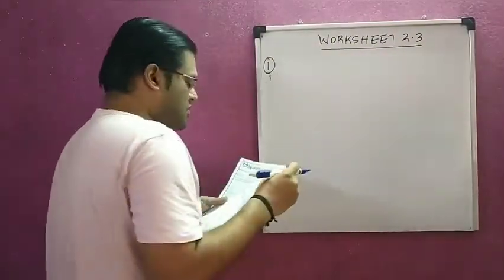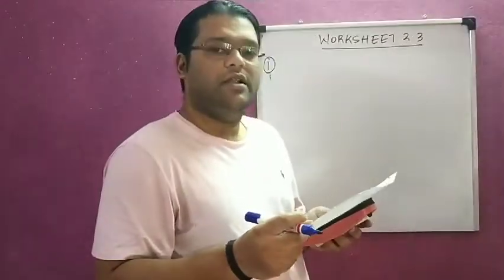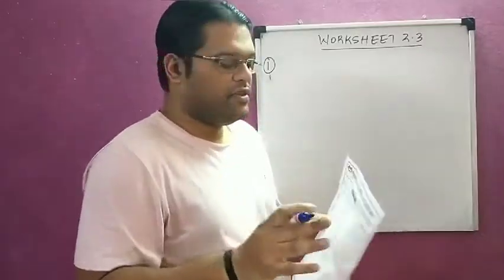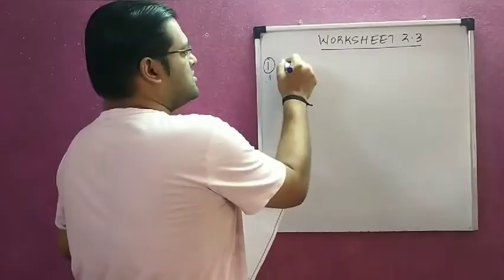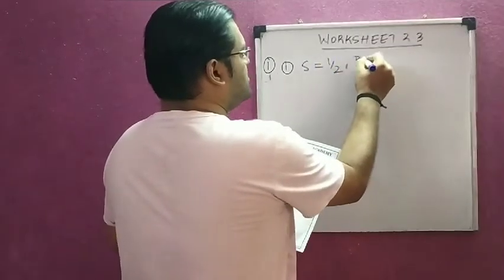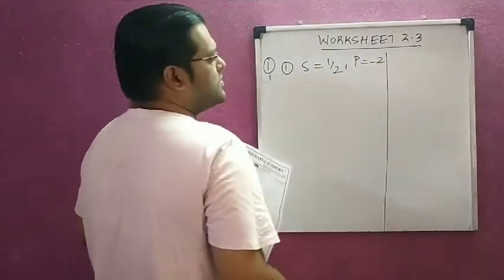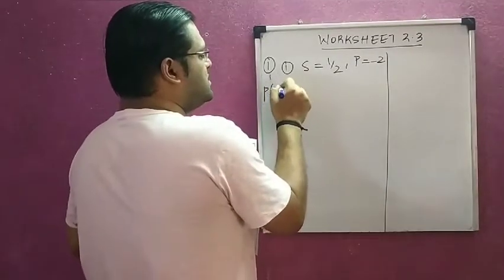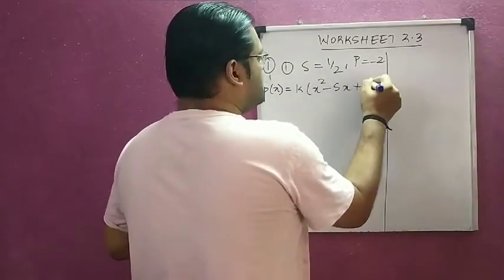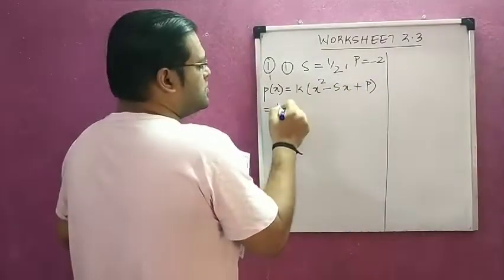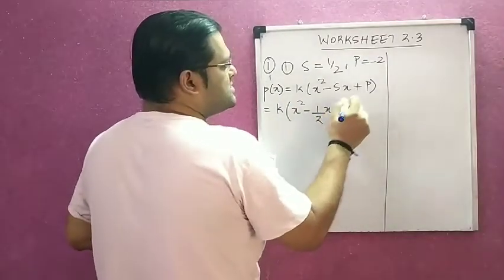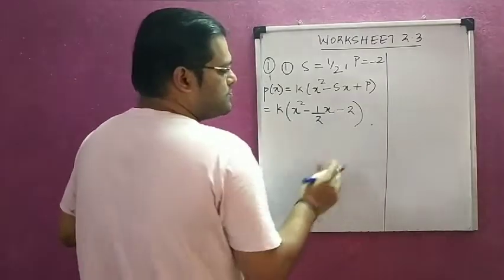First question. You had to form a quadratic polynomial when the sum and the product of a quadratic polynomial were given. So, in the first sub question, s is 1 upon 2, p is minus 2. Right? Formula: p(x) is equal to k x square minus sx plus p. Right? So, k x square minus 1 upon 2 x and minus 2.